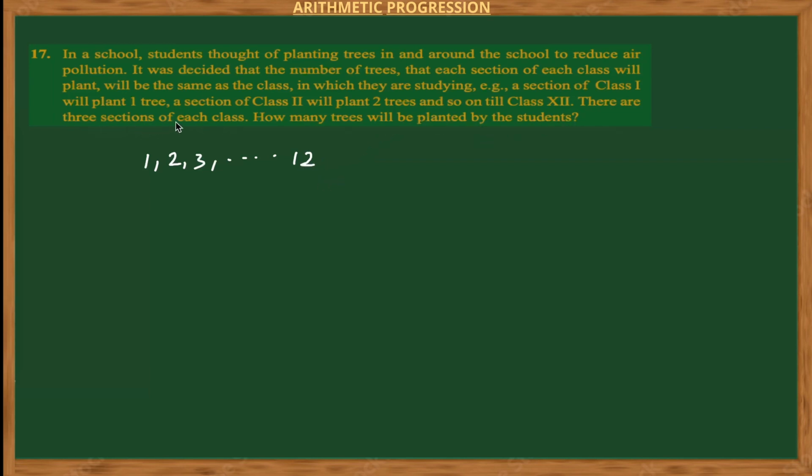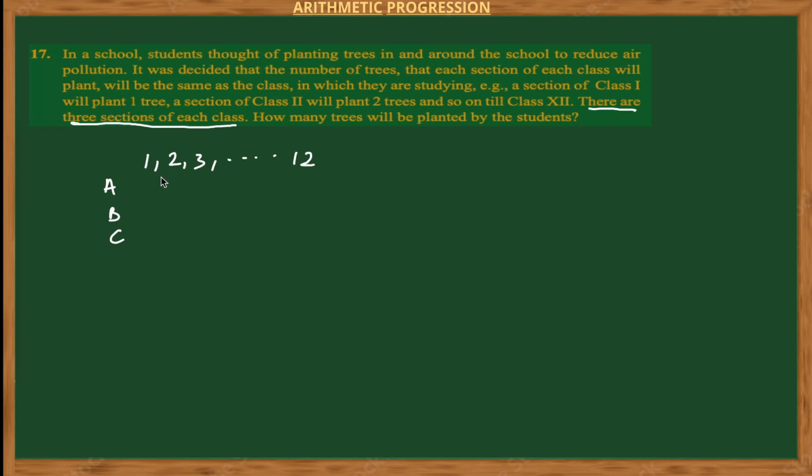There are 3 sections of each class. Okay, so here is the twist. There are 3 sections of each class. So for example, class 1 has sections A, B, C. So there are 3 sections.